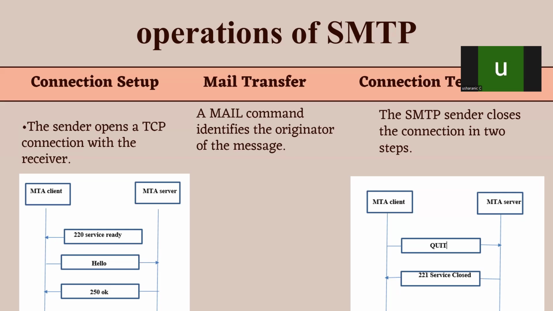If the destination mail server is unavailable, a reply is returned saying the service is not available. That reply can be sent in step 2, and the process is terminated. This is shown in the figure.